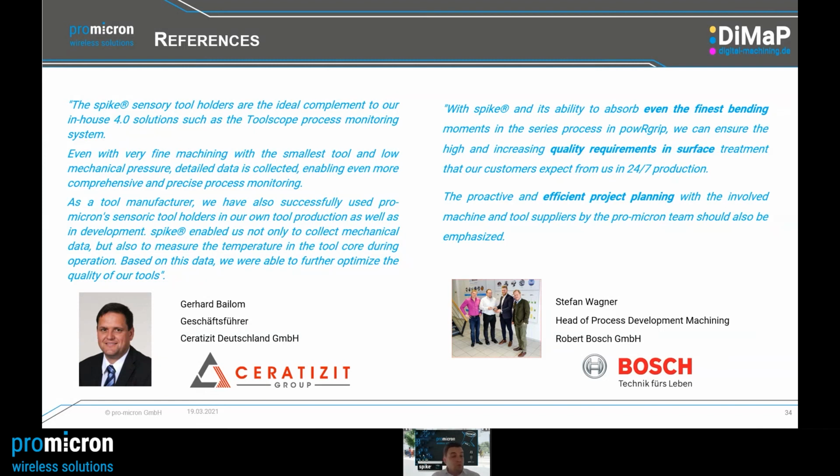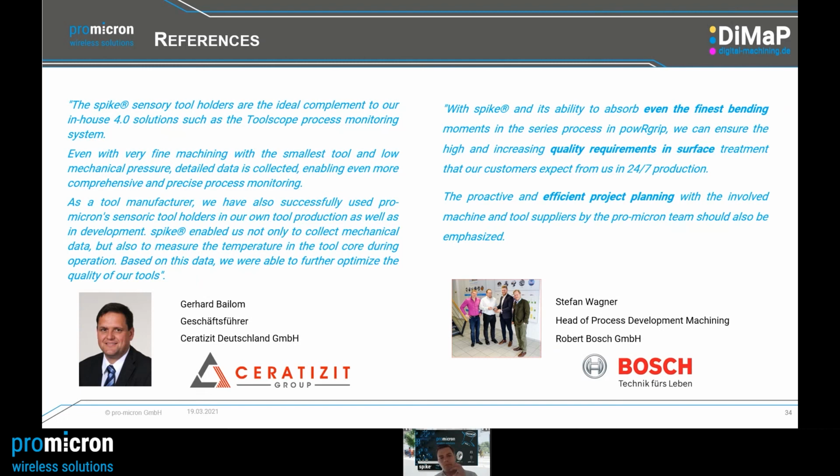And as a machine tool builder, as a tool manufacturer, they also use the information or the Spike system in R&D to develop their tools and to gain knowledge which they can even provide to end customers in mass production. And here I have a second example. Maybe you have already known that from the other presentations, but it is very powerful.